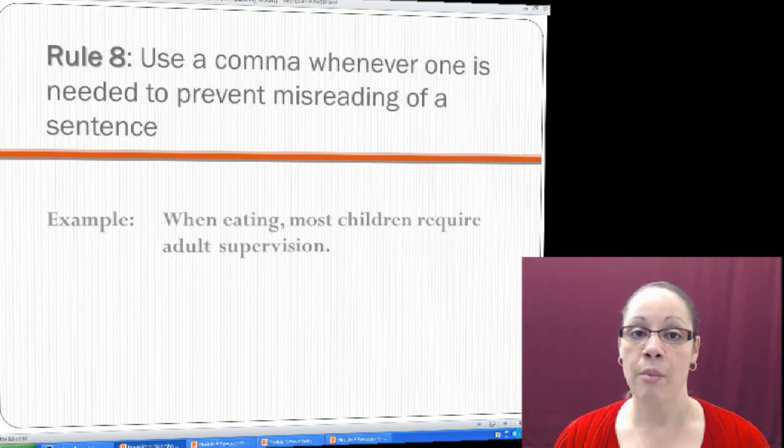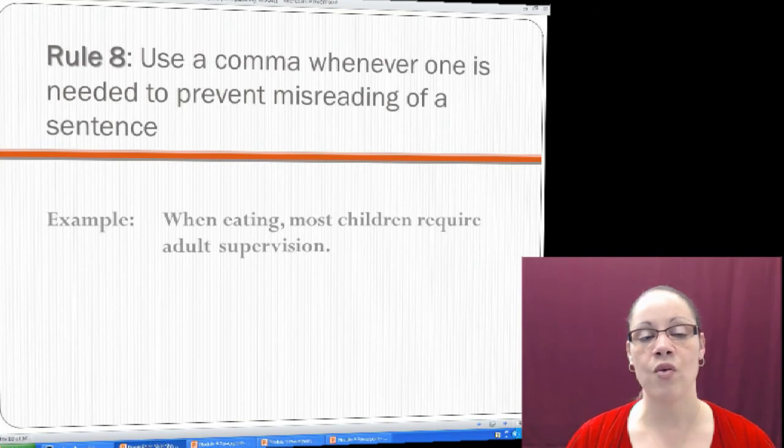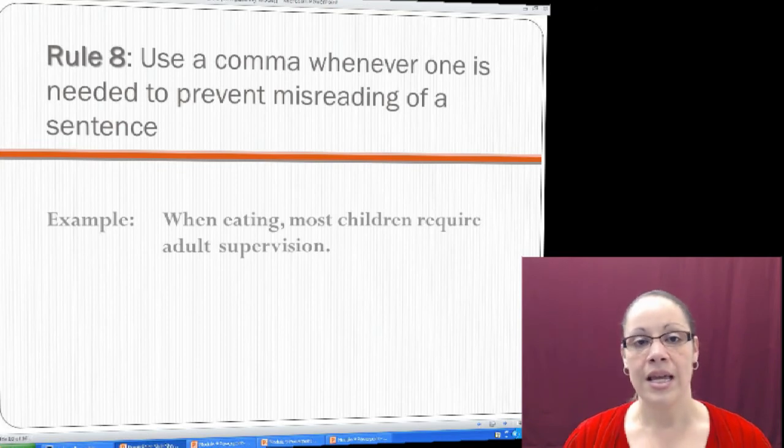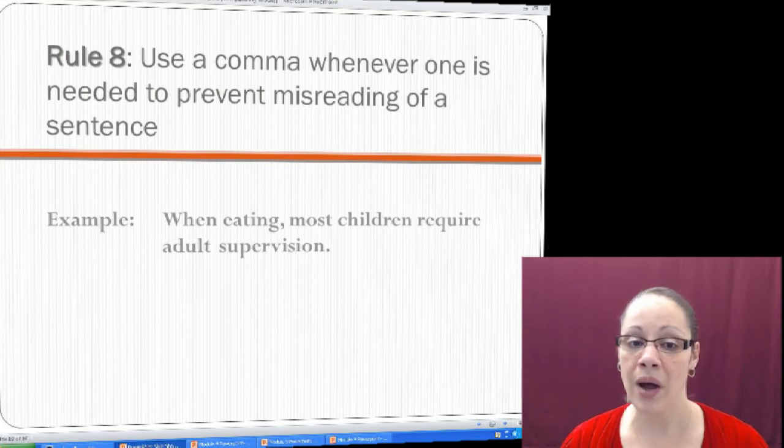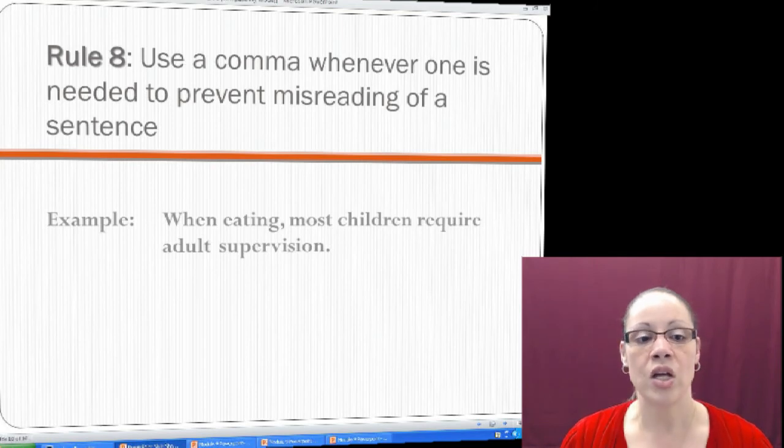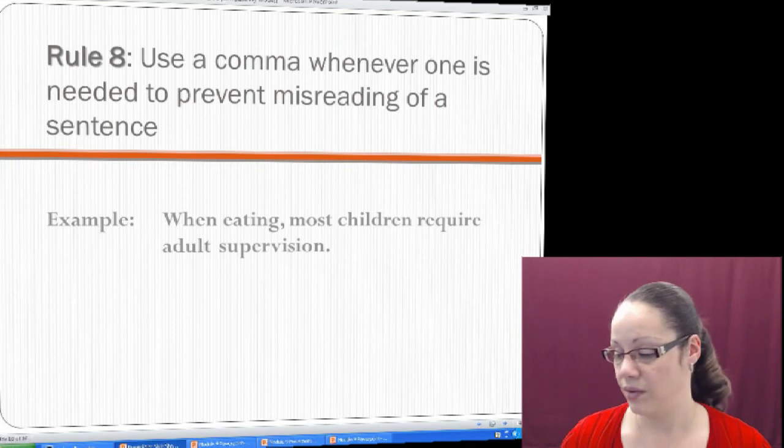Then we have comma rule number 8. Use a comma whenever one is needed to prevent misreading of a sentence. When eating, most children require adult supervision. Now, if you didn't have a comma here and there wasn't a pause after when eating, I wouldn't know if that meant that most children require supervision or if the adults require supervision. So we're not really sure what's going on. So we need a comma after when eating to show the natural pause that introduces our independent clause, most children require adult supervision.